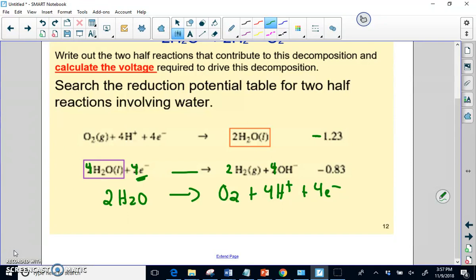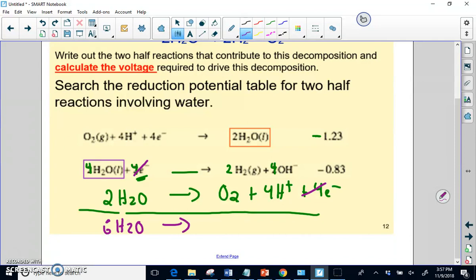So we need to add these two reactions. If we add them, and I'm going to change the font here, on this side we have 6H2O. We have to add those two together, and the electrons cancel. Then on this side, if we add those together, we have 2H2O and oxygen. Now we have this weird 4H and 4OH, and they can't cancel each other out.